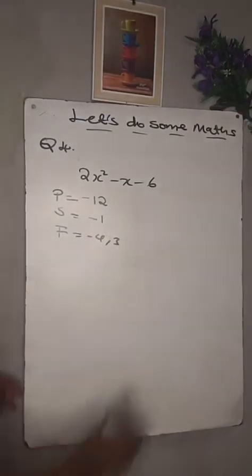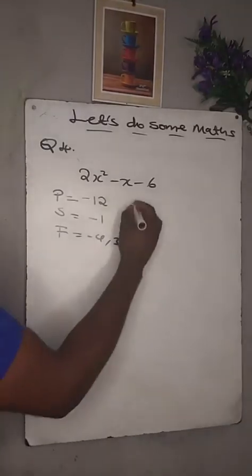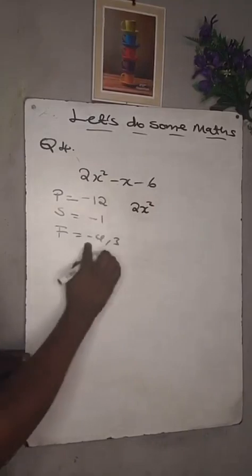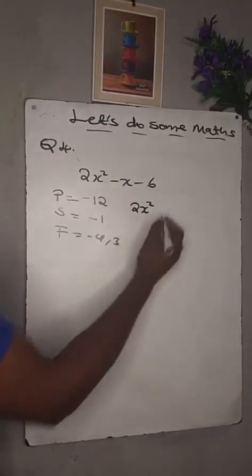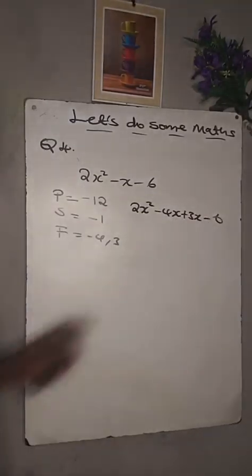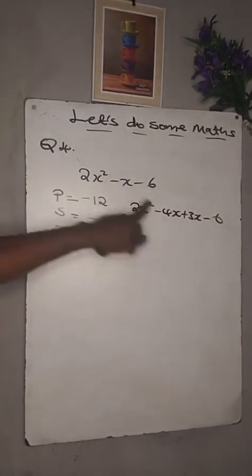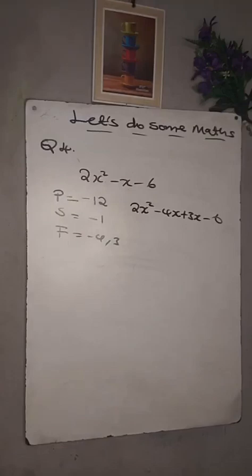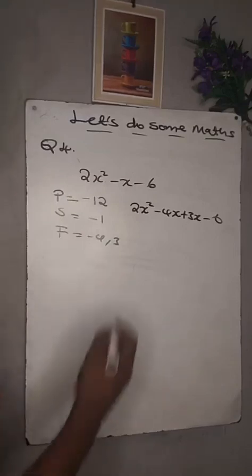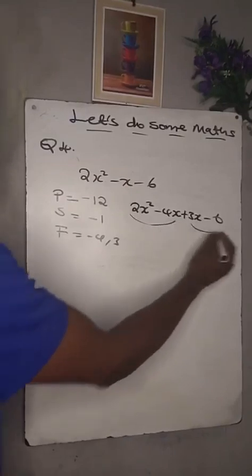So we write our expression. We have 2x squared, then where there is negative x, we now use the factors, so it becomes negative 4x plus 3x minus 6. Negative 4x plus 3x is negative x, so we haven't changed anything at all. Then after that, we factorize in parts. We start with this part and that part.